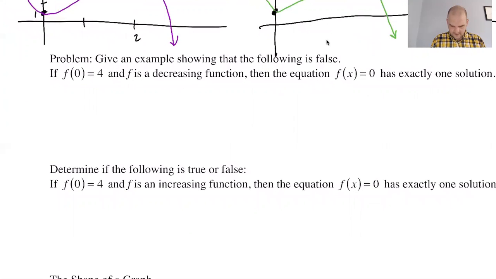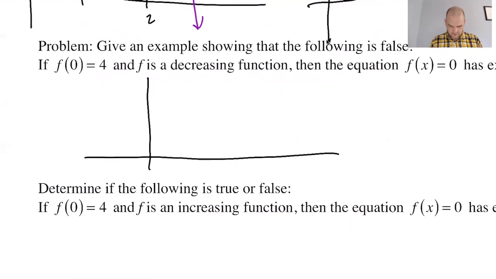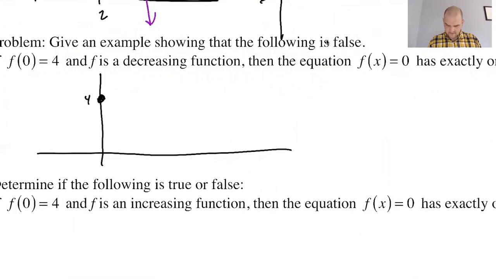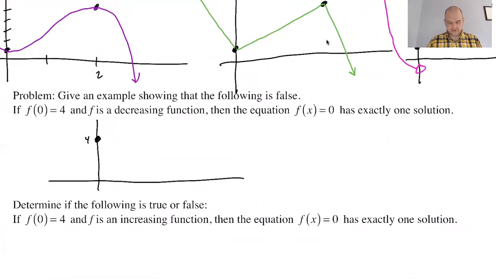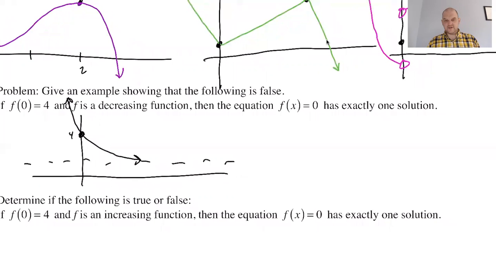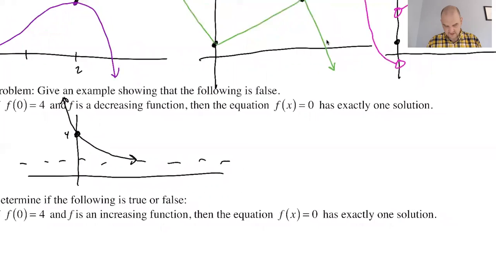Ordinarily in class, I would ask for a lot of thoughts on this. I'm going to do something weird maybe. So f of 0, let's say this is 4. One option has exactly one solution. What if it has no solutions? I don't even need it to be that extreme. Let's give it a horizontal asymptote there. What about this? That's a counterexample. That's a function for which f of 0 is 4, the function is decreasing, and f of x equals 0 has no solutions. So that is a counterexample.